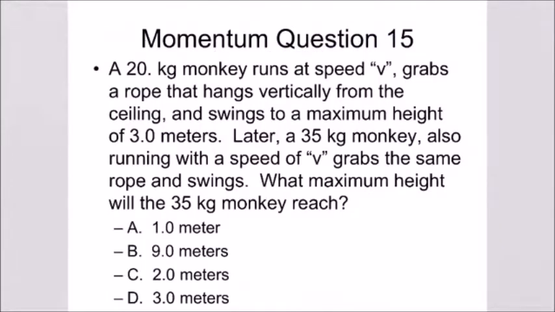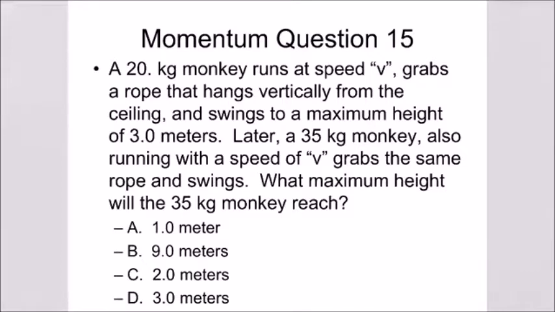All right, here's problem 15. A 20 kilogram monkey runs at speed v, grabs a rope that hangs vertically from the ceiling, and swings to a maximum height of 3 meters. Later, a 35 kilogram monkey, also running with a speed v, grabs the same rope and swings. What maximum height will the 35 kilogram monkey reach?